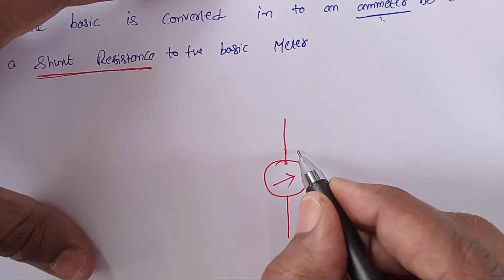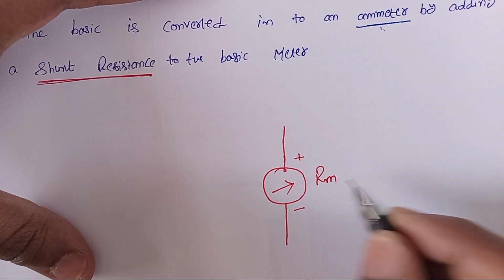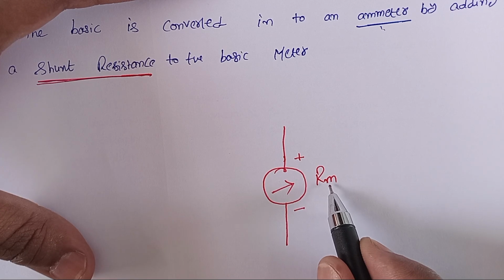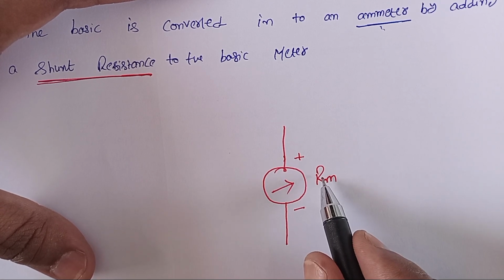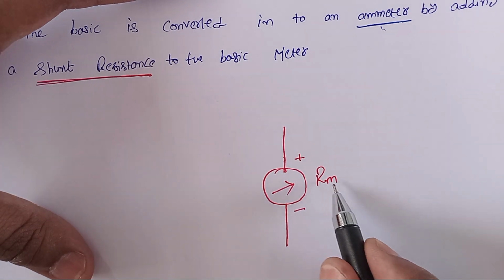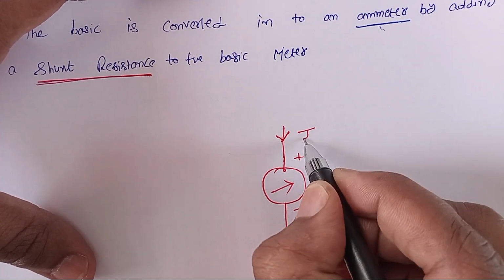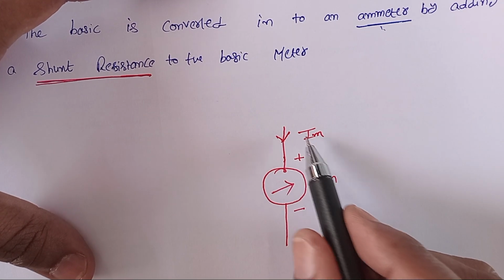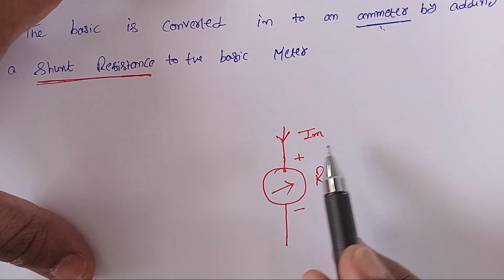Here it is plus and minus. Here Rm is nothing but the internal resistance of the meter, or we may also call it the meter resistance. And the current flowing through this one is Im, that is the meter current. Now it is the basic meter.